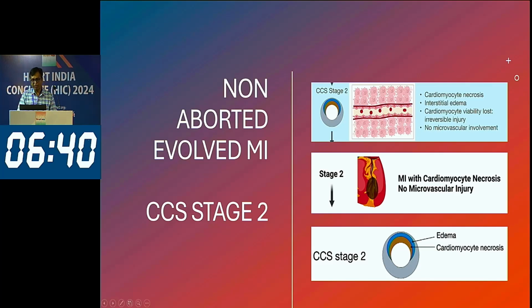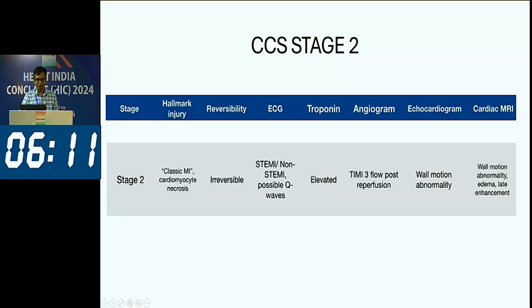Stage 2: what happens here, you will see necrosis of muscle, but the endothelial border, the vascular bed, is actually intact, and necrosis here progresses transmurally, and the final extent is determined by the duration and severity of ischemia. So here, MI is with cardiomyocyte necrosis, and no microvascular injury is there.